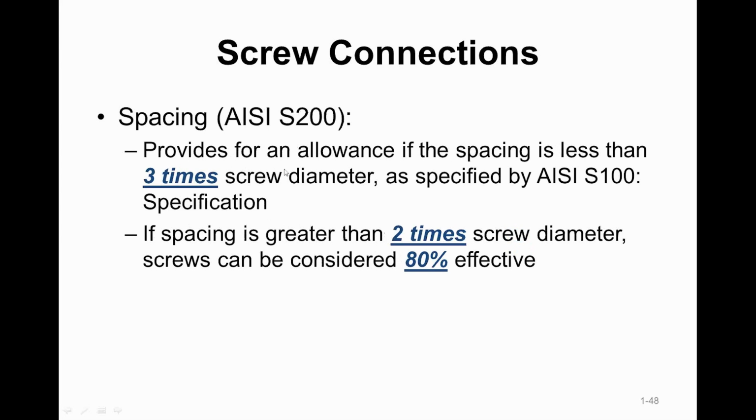The spacing of screws. In S100, it tells me that I need to have at least 3 diameters spacing between screws. So center-to-center spacing must be at least 3 times the diameter. Now with the self-drilling screw, it's entirely possible to get screws closer than that. So what do I do then? Well, based upon research, again, that one of my students did, we found that if the screws got too close together, we lost capacity, as much as 20% loss of capacity. So again, S200 says if I don't meet this, I've got to consider a reduction in the strength of my screw connection.